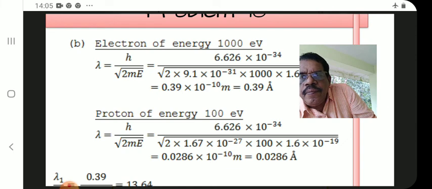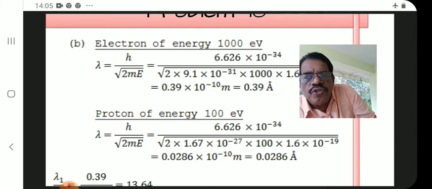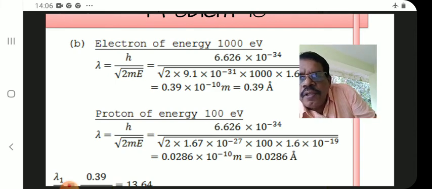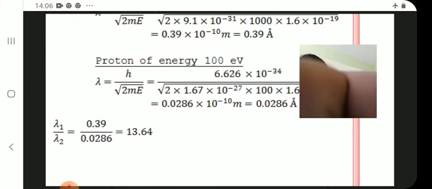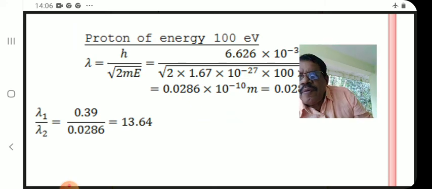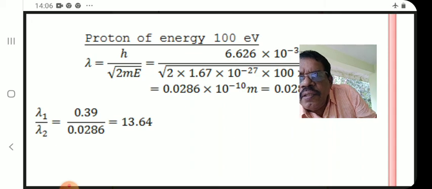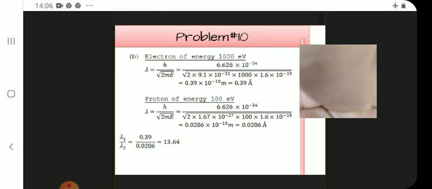Proton energy 100 eV. Lambda is h by root of 2mE: 6.626 into 10 raised to minus 34 all by root of 2 into 1.67 into 10 raised to minus 27, that is the proton mass, into 100 into 1.6 into 10 raised to minus 19, equal to 0.0286 into 10 raised to minus 10 meter, which is 0.0286 angstrom. So lambda 1 by lambda 2 is 0.39 by 0.0286, equal to 13.64. That is the answer.